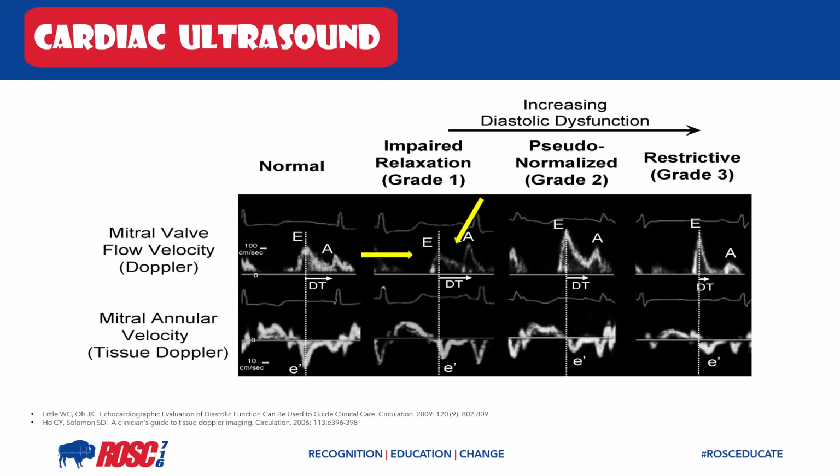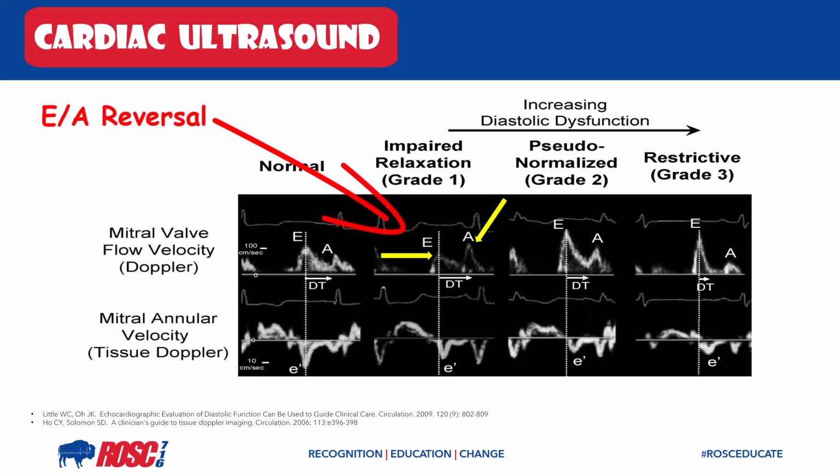Now let's take a look at a sick heart. Here you can see the E is much lower than the A. This is called reversal of EA. And this is indicating there's poor relaxation, there's poor suction of the ventricle, and the atrium has to work overload to get that blood from the atrium to the ventricle.